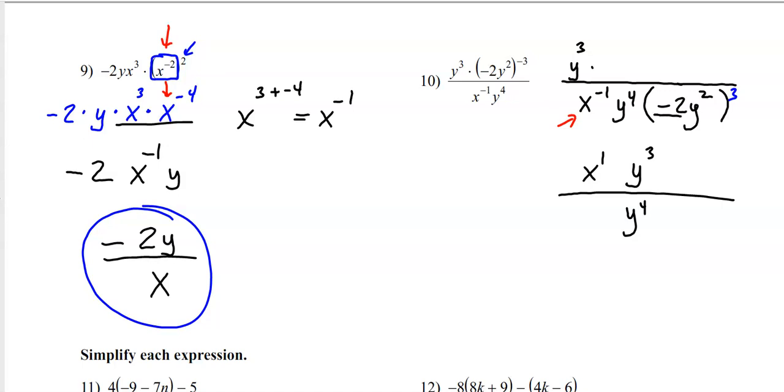I have a -2 to the 3rd power. So -2 times -2 times -2. Well, that's going to be a -8. And then y squared raised to the 3rd, well, that's going to be y to the 6th. So once we go through and look at all the stuff that we have here, I'll go this direction. We have an x on top. Now on the bottom, we have 4 y's plus 6 more y's. We really have y to the 10th on the bottom.